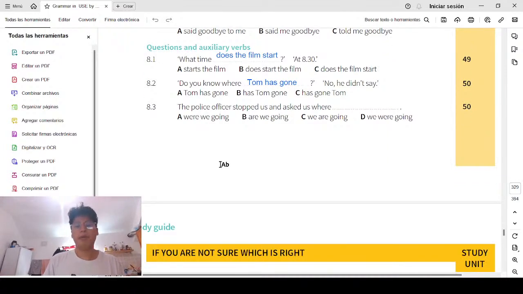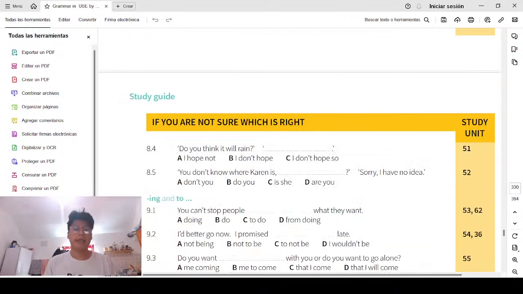Next one. The police officer stopped us and asked us where we were going. Yeah, the same example, right? The same example. Indirect questions. Next one. Okay.